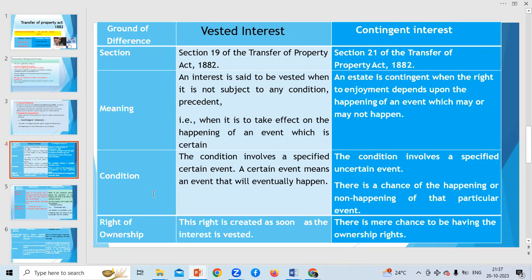Right of ownership. The next ground of difference is right of ownership. The right is created as soon as the interest is vested. And in the case of contingent interest, there is a mere chance of having the ownership right. So it is uncertain because it depends, may or may not. That word is important in this case. For contingent interest, it may or may not happen.